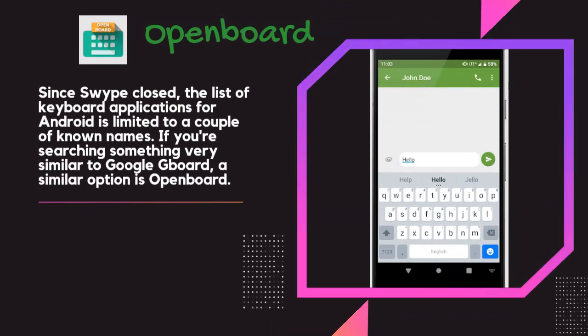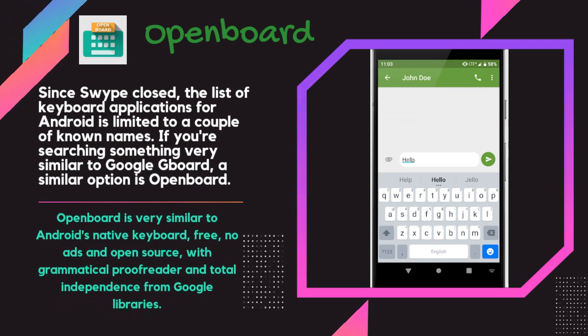Swipe keyboard applications for Android are limited to a couple of known names. If you're searching for something very similar to Google Gboard, a similar option is OpenBoard. OpenBoard is very similar to Android's native keyboard, free, no ads, and open source, with a grammatical proofreader and total independence from Google libraries.